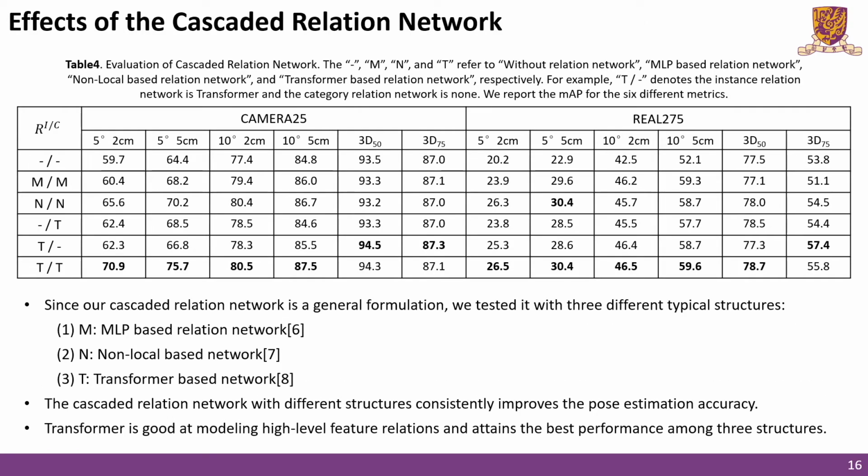To evaluate the cascaded relation network, we test it with 3 different structures: the MLP-based relation network, the non-local-based relation network, and the transformer-based relation network. From the evaluation result, we can find that the cascaded relation network, with 3 different designs, can consistently improve the pose estimation accuracy, which demonstrates the effectiveness and flexibility of the proposed cascaded relation formulation. Comparing the last three rows of the table, removing the instance relation network or the category relation network would reduce the pose accuracy. The result validates the two individual components of the cascaded relation network.